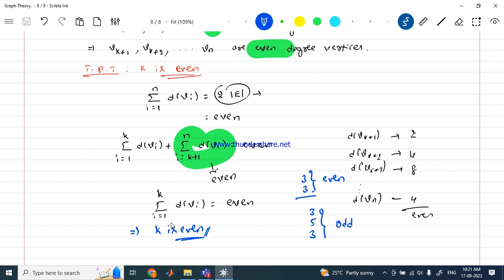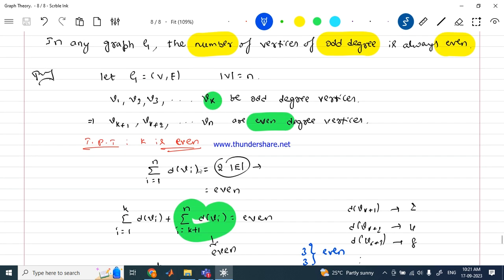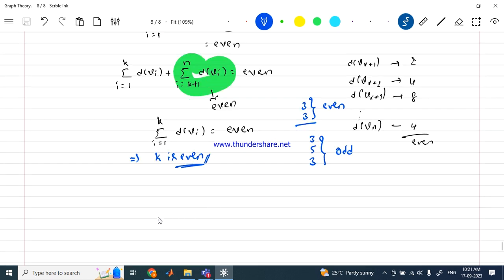This theorem is very important from the point of view of your examination. Make sure you are reading this, and as I mentioned, the proof part is so simple, so please practice it. If anybody has doubts, we can discuss.